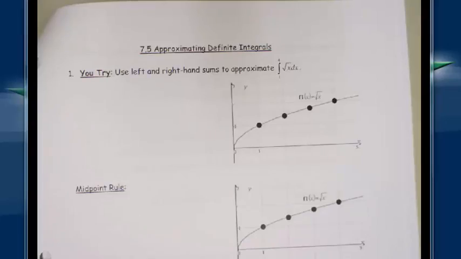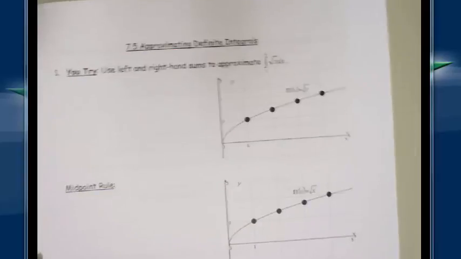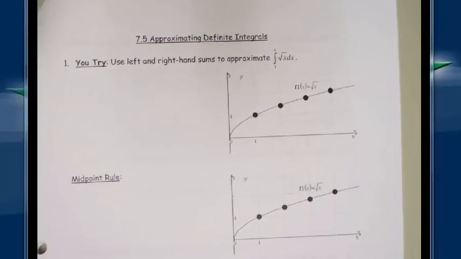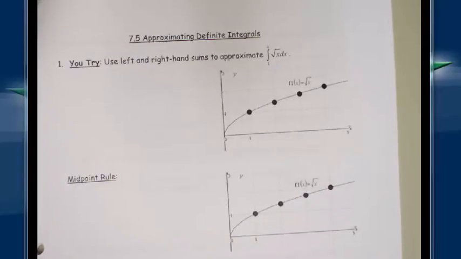Hello everybody, here we go. We're going to look at this lovely problem here. It's starting with a U-try, which seems mean, but it's not because you already know it. So we're going to use left and right hand sums to approximate these values.